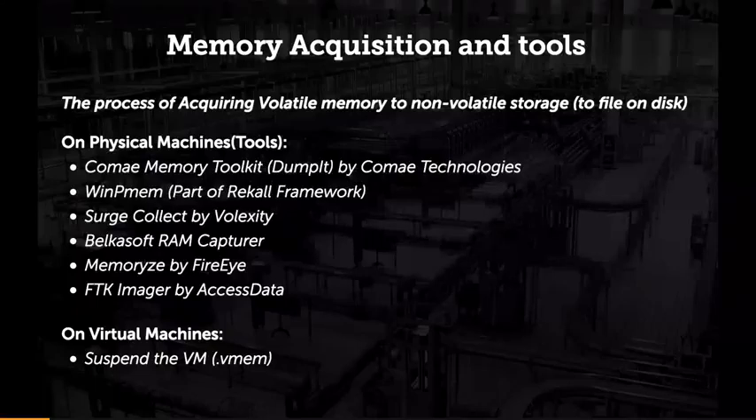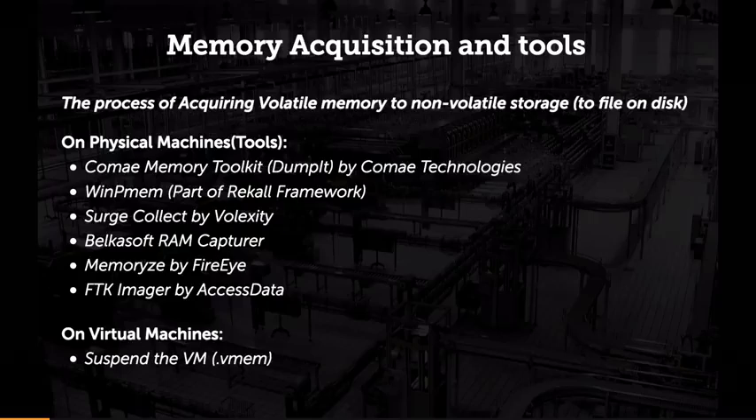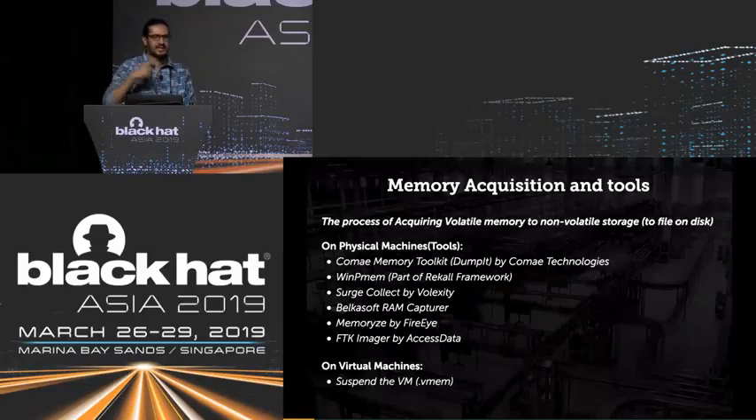In this presentation, I'll not focus much on memory acquisition, but I'll give you some introduction to some of the tools which allow you to acquire the memory from a suspect system. What is memory acquisition? It's the process of acquiring the volatile memory, that is your RAM, to a non-volatile storage, that is a file on a disk. So you are acquiring the memory into a file on a disk. Then you run the memory analysis tools on the file to extract forensic information.